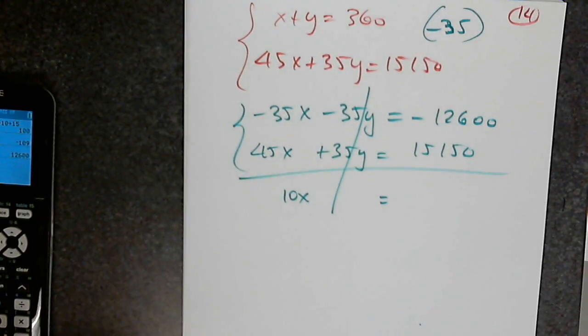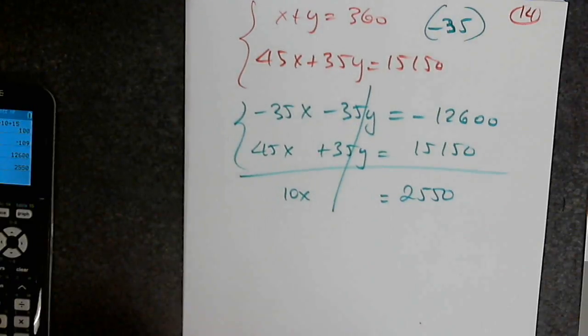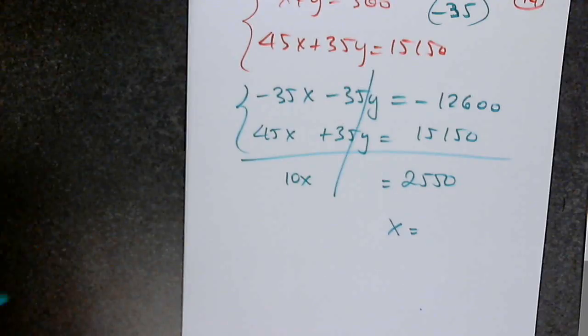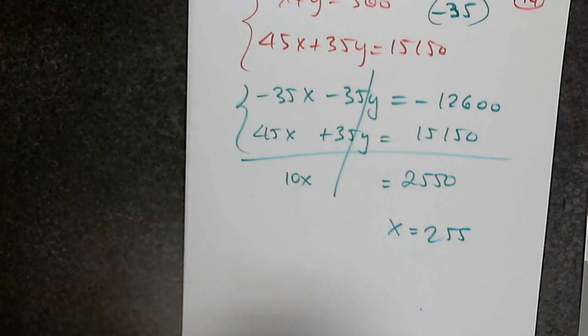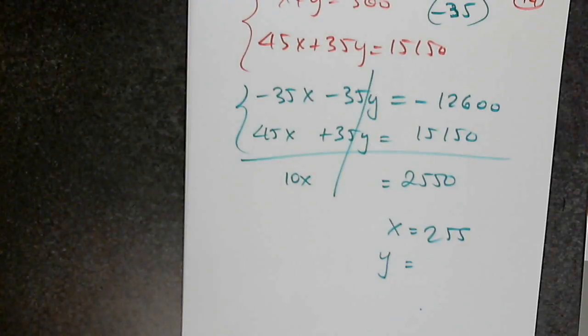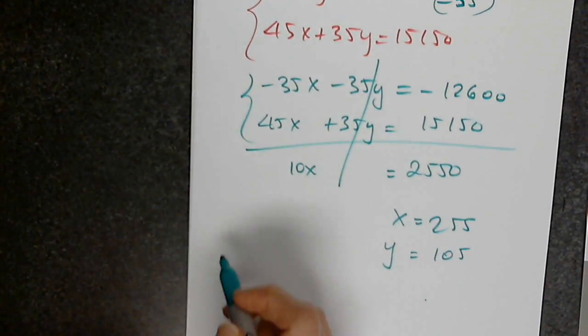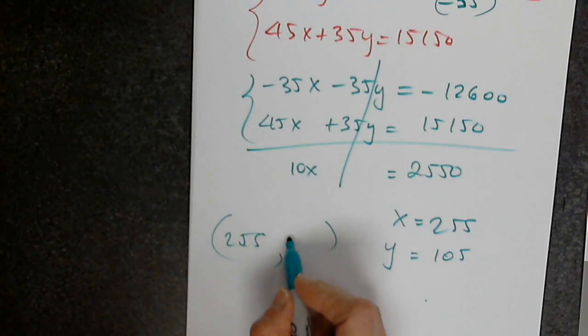And then 15150, okay, minus what? 12600. I got 2550. So therefore, x, the number of orchestra seats, x is 255. If the total number is 360, then how much is y? And 360 minus 255 is 105. So therefore, our claim is 255, comma 105.